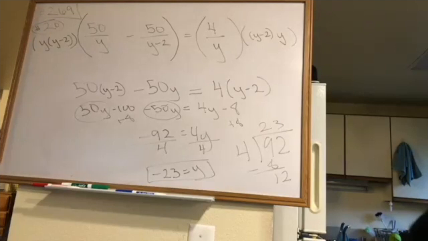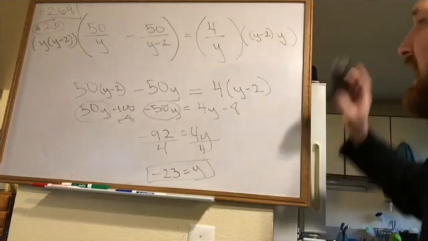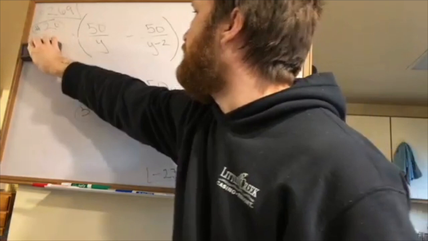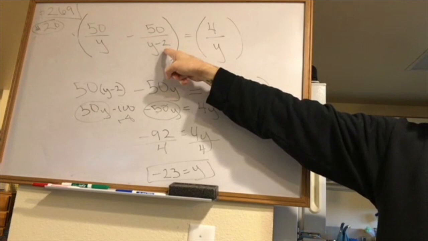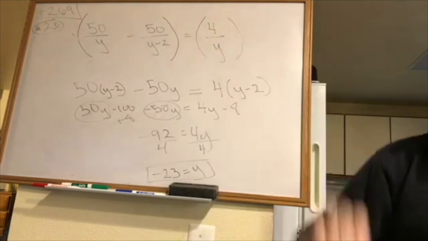Okay, are we done? No, you have to make sure that we're not dividing by 0. Exactly. And so I'm going to look back at my original equation, the way it was written. Can I plug in a negative 23 here? Yes. All right, we're done, because we've already figured that one out, right? And okay, we're good to go.